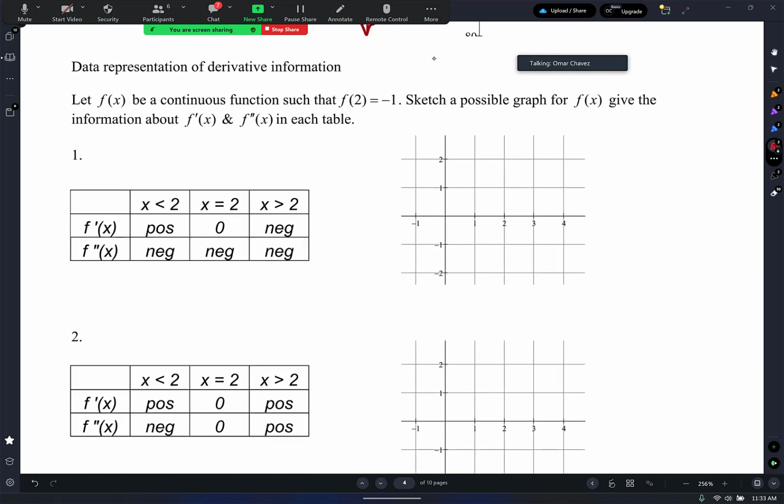All right, so look what it says. Let f of x be a continuous function such that, so this is the first thing we're going to do. So we're going to graph f. So f of 2 equals negative 1. So go to 2, negative 1, put a point. Sketch a possible graph for f of x given the information below. All right, we're going to go slow. For x less than 2, f prime is positive and f prime prime is negative. So if f prime is positive, you read a graph left to right.